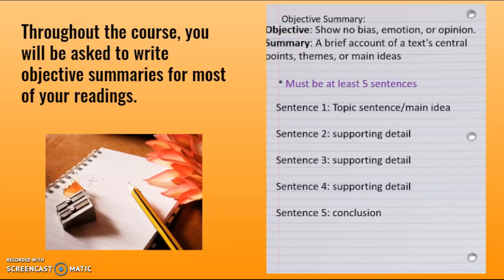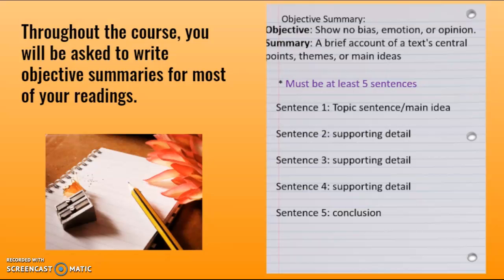In an objective summary, it should be completely facts. There should be no sentences in an objective summary that says, "I think," "I believe." In fact, you shouldn't use pronouns at all. There should be no I's, we's, you's, us, anything like that.